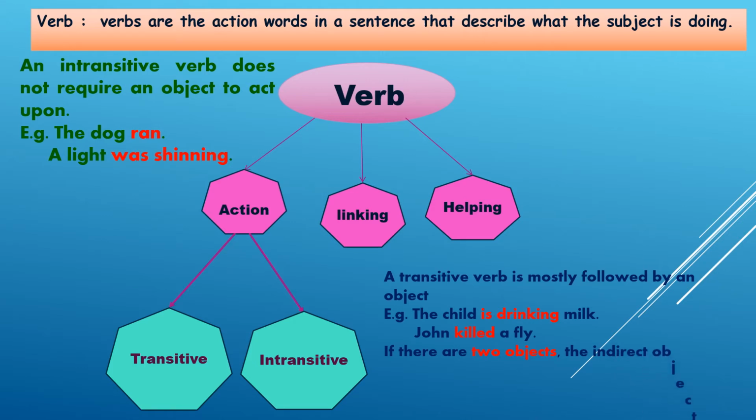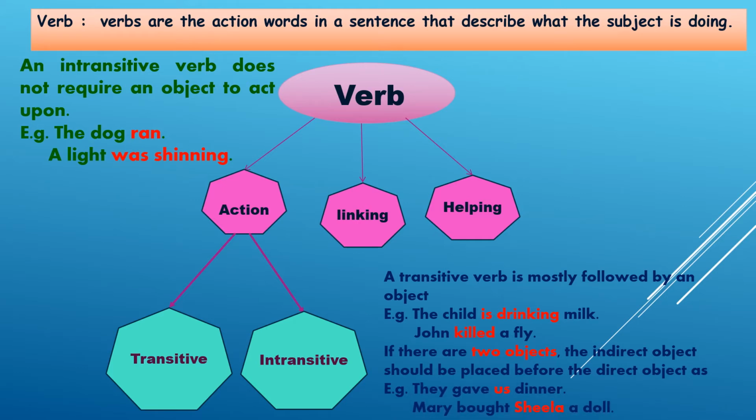Let us understand what is an intransitive verb. An intransitive verb does not require an object to act upon. So, in a sentence, you can see the example. The dog ran. So it is a complete sentence. You do not need an object after the verb ran. A light was shining. So you can see after shining, the sentence is complete. You do not need an object. So it is an intransitive verb.